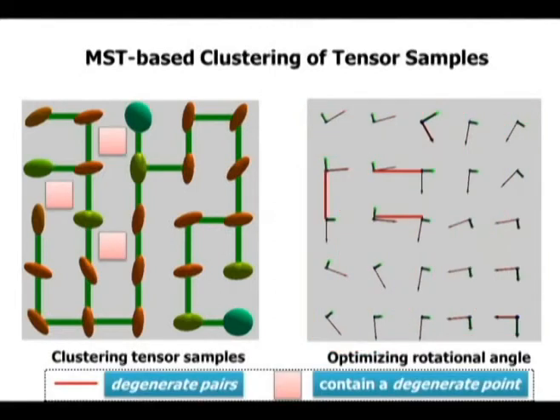By referring to the MST-based cluster of tensor samples, we can identify 3 degenerate pairs as shown by the red lines. According to the configuration of degenerate pairs, we can locate the unit square that contains degenerate points as indicated by the red shaded regions.